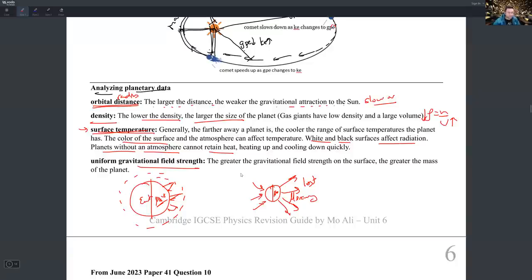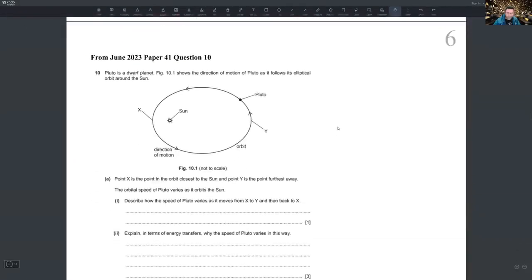Finally, gravitational field strength. What does that represent? This can tell you how much mass a planet has. The stronger the gravitational field strength, the more mass a planet has. Now, let's solve a couple of questions.